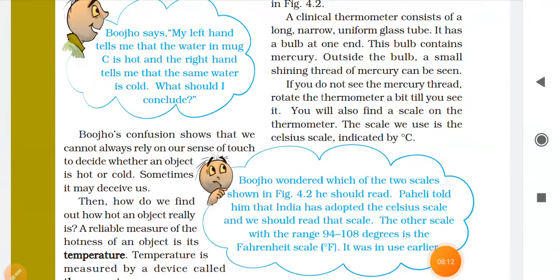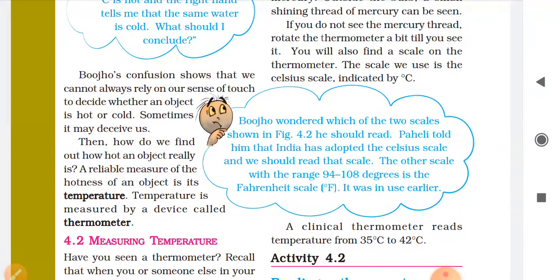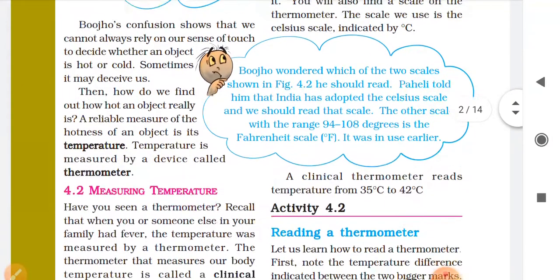Let us understand with an animated video how we measure the temperature with the thermometer and how the thermometer is useful. Before that, I just want to mention this thermometer contains a bulb which has the mercury. Outside the bulb, a small shining thread of mercury can be seen. If you do not see the mercury thread, rotate the thermometer a bit till you see it. You will also find a scale on the thermometer. The scale we use is the Celsius scale, indicated by degree centigrade.